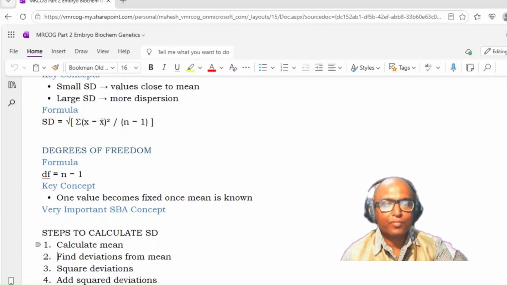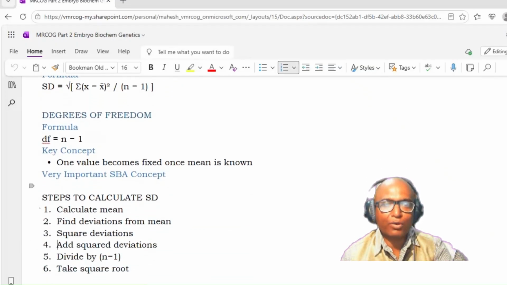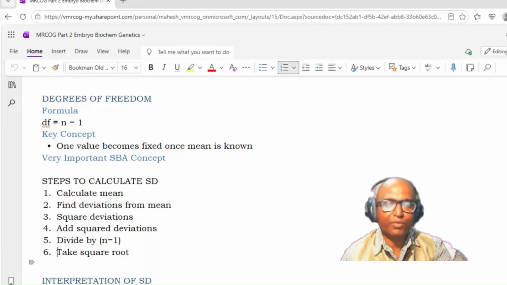Now, what are the steps to calculate the standard deviation? First, you calculate the mean, then find the deviation from the mean. That means each observation you subtract from the mean, then square the deviation. So whatever value you get, you take the square of that. Then you add all of these. Then you divide that sum by n minus 1, and finally you take the square root of that.